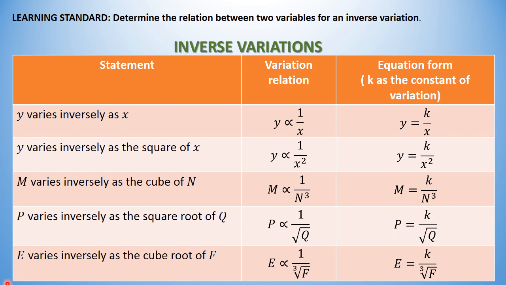And then number 5, E varies inversely as the cube root of F. The variation relation is like this: E varies inversely, so inversely means 1 over the cube root of F. And then for equation form, E equals k over the cube root of F.